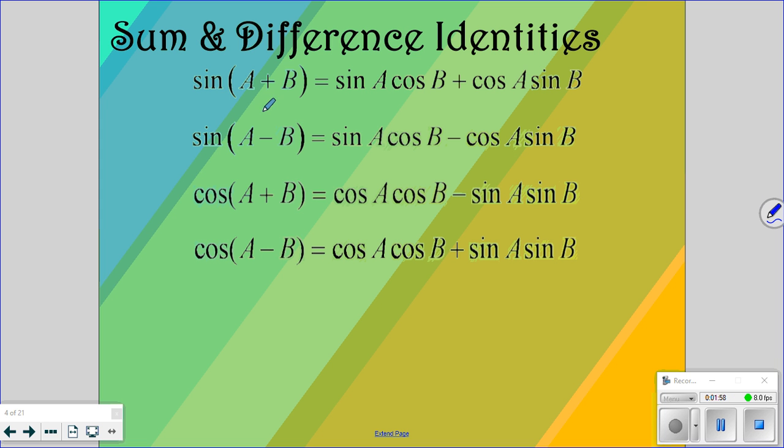Sine of A plus B and sine of A minus B are identical, except for the plus and the minus. So sine A cosine B, cosine A sine B. And if this is plus, this one's plus. This one's minus, that one's minus. For cosine A plus B and cosine of A minus B, they are flipped. So the plus goes with the minus, and then the minus goes with the plus. But other than that, they're identical. Cosine A, cosine B, sine A, sine B. So you need to make sure you learn those.